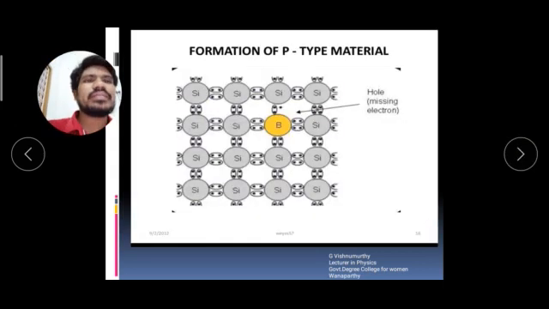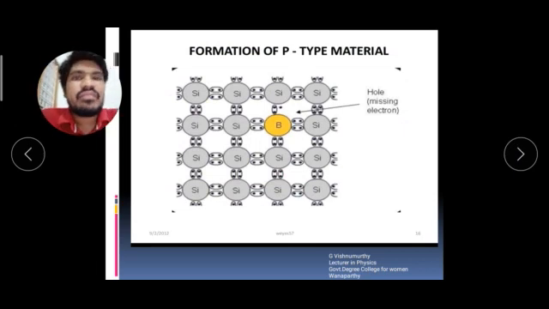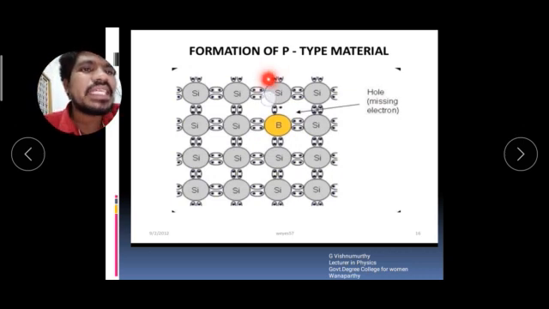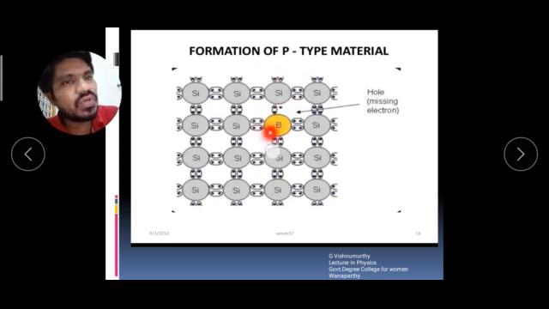And the second one is P type material. When we add trivalent impurity to the pure intrinsic semiconductors, that is silicon or germanium, then we get the P type of material. Here you see the yellow dot is boron. Boron is a third group element, that is a trivalent element. So it has only 3 valency electrons, but silicon has 4 valency electrons. So there is no fourth electron in the boron.